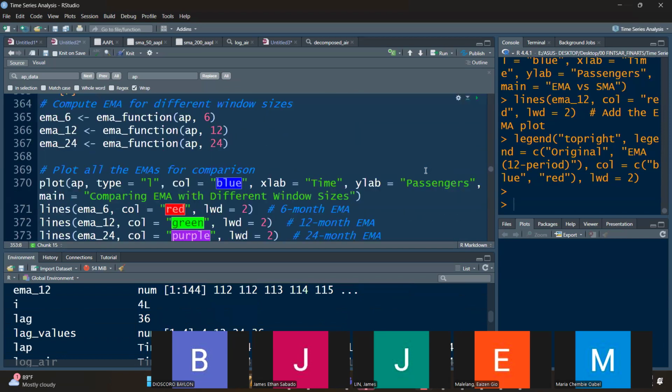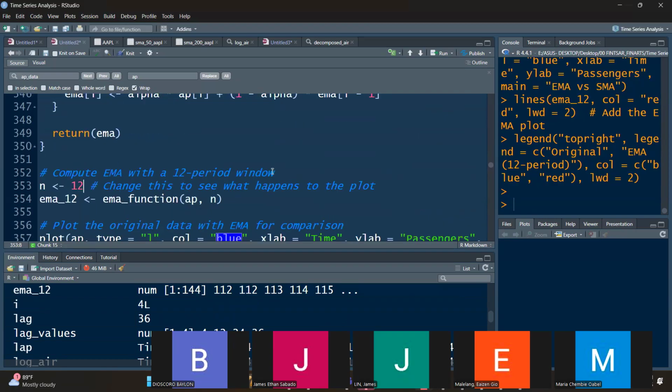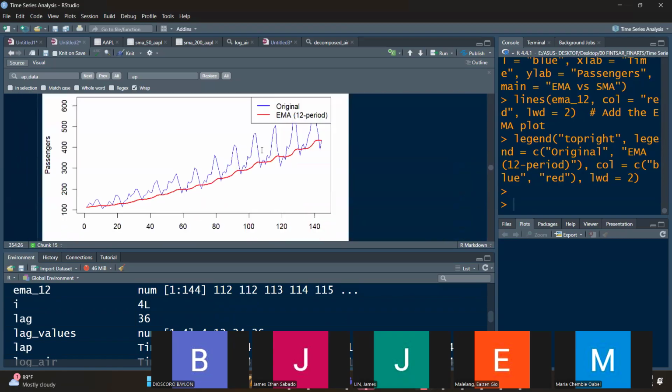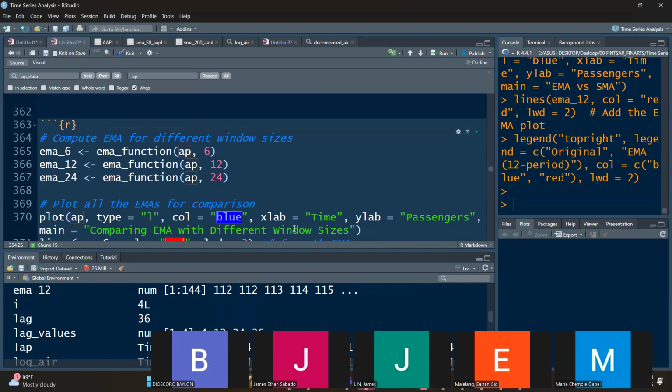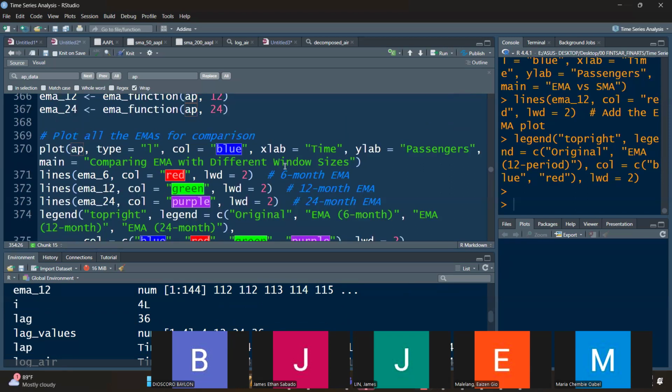So here, the EMA function came from this one, right? We created this. This is our code EMA function where you have to put AP and N. So we're following that: AP, the object, and your N. This is a comparison between lag 6, lag 12, and lag 24. And then we're plotting it here.